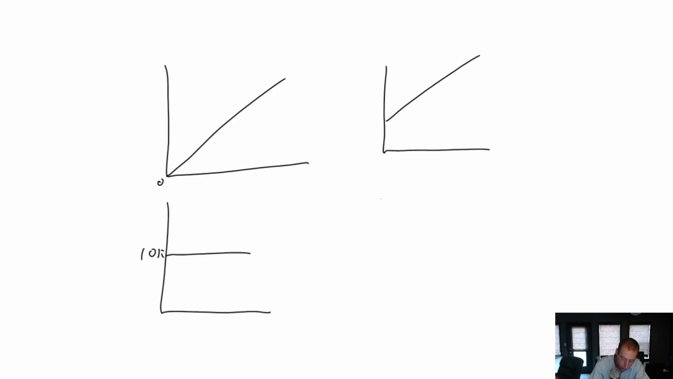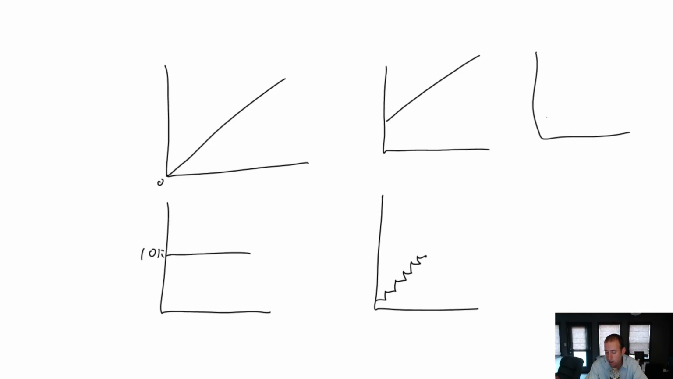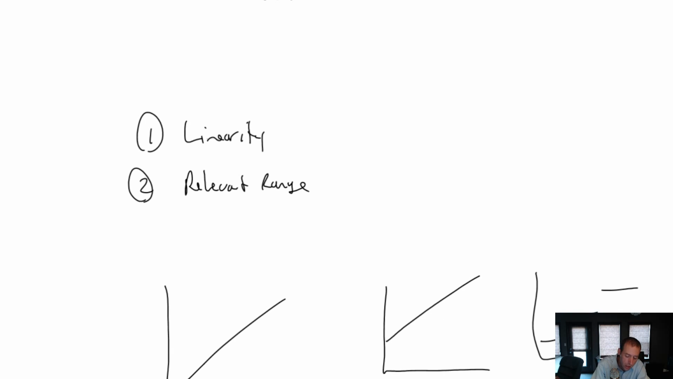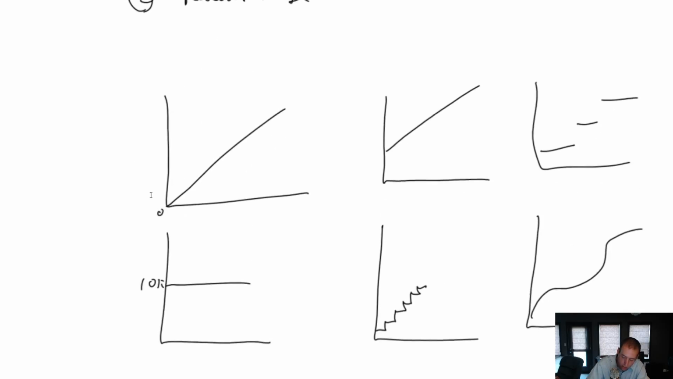There are also costs that will take a shape like this, as we'll see, almost like a staircase. There are costs that will be shaped more like this, like big staircases. We can have curvy costs. We can have all sorts of behavior within our costs. But for our course, we assume costs are linear through the relevant range, even though some of these are not linear at all. Linear just means a straight line. And so how do we assume that? Well, a couple of ways.